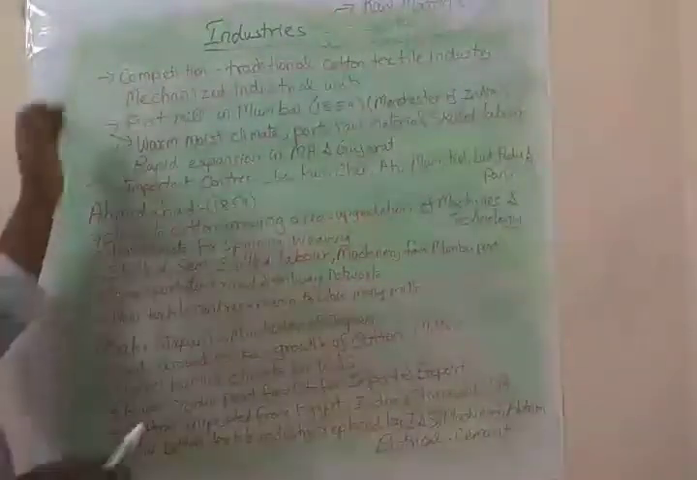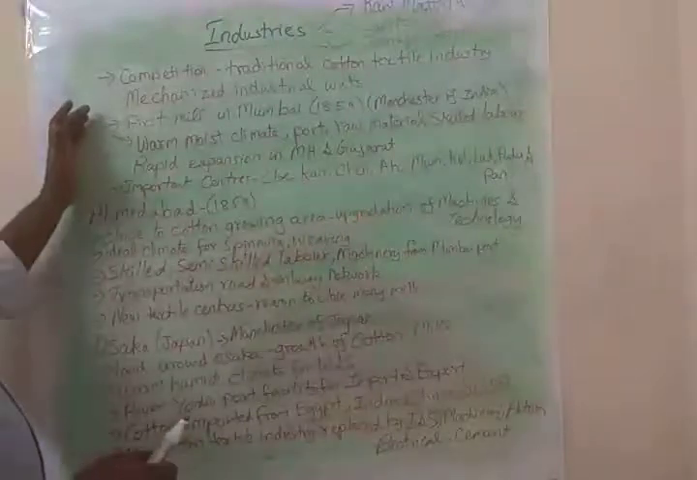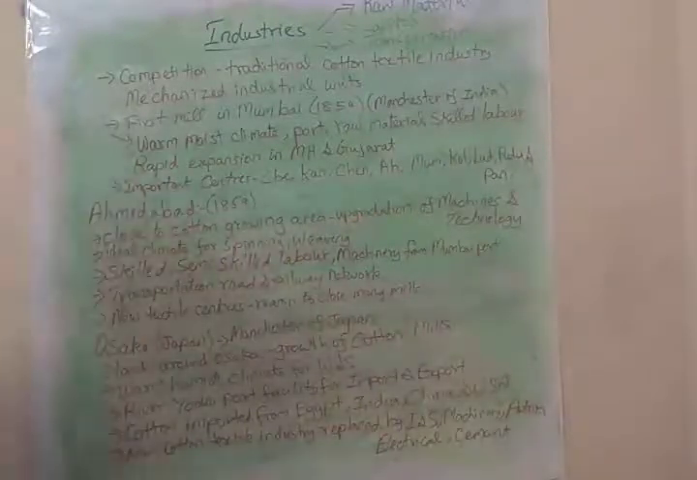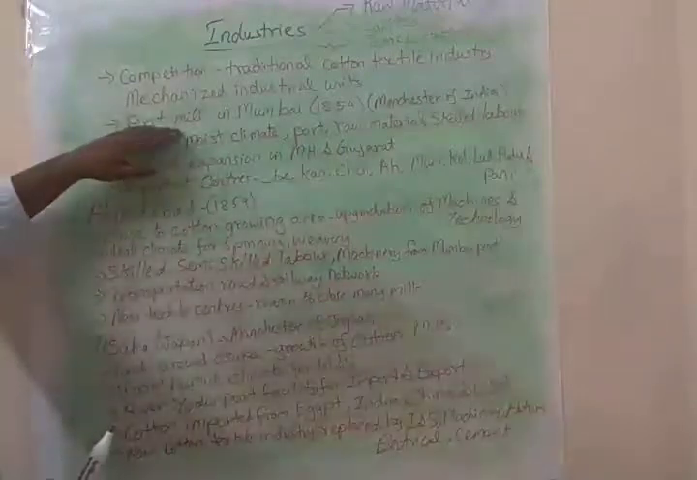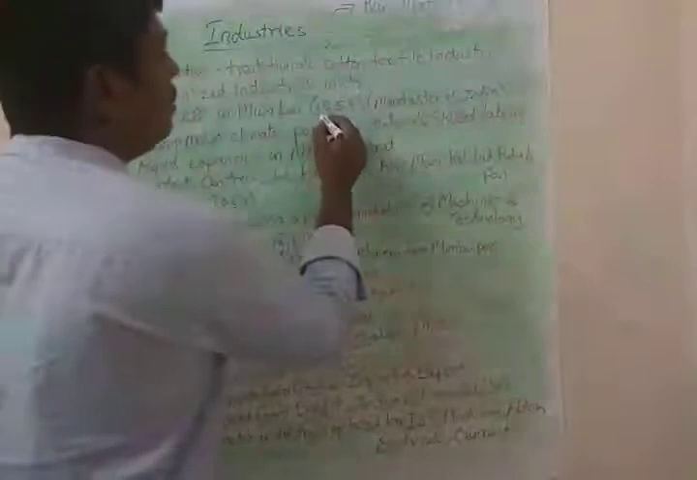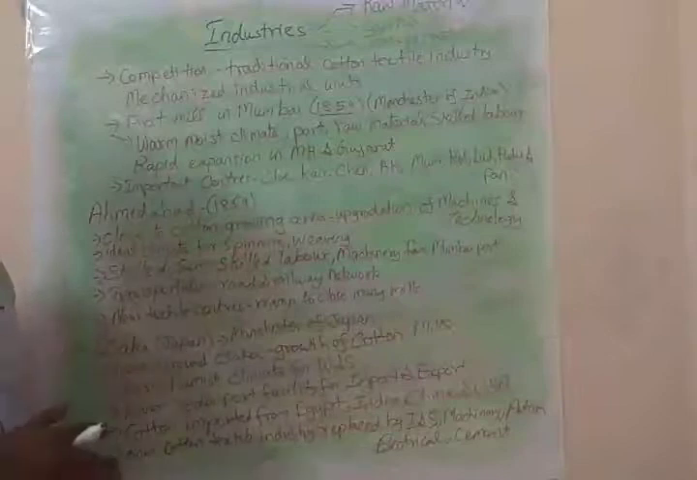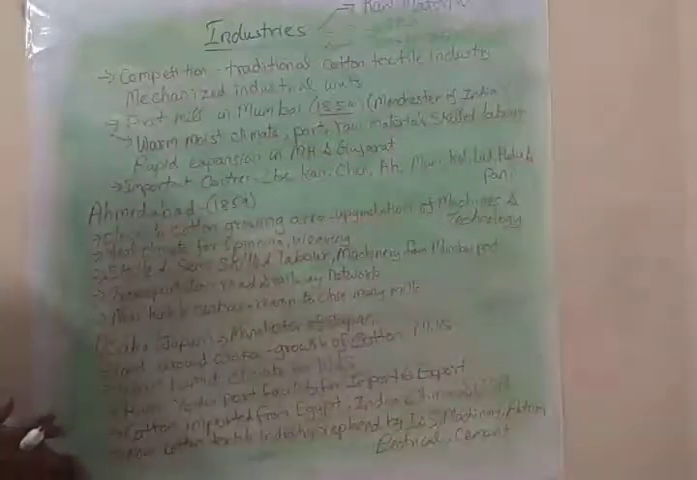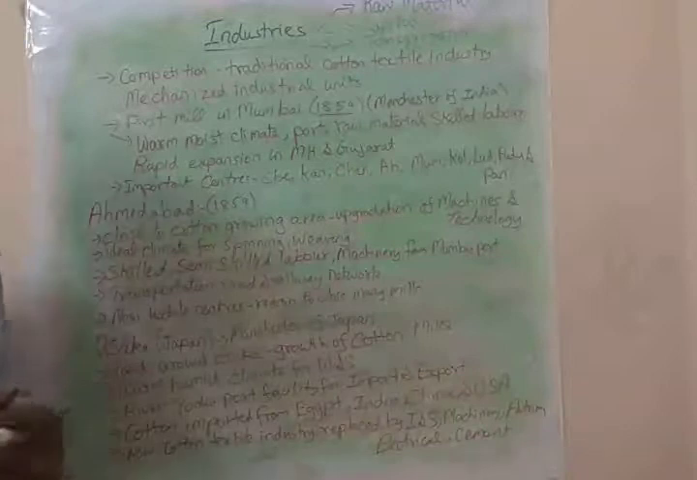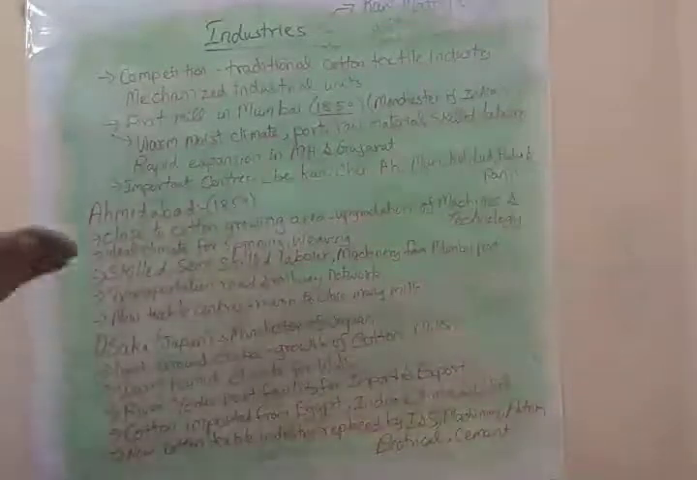Here we want to know that the first mechanized cotton textile mill was started in Mumbai in the year 1854, right? 1854, and you all know that Mumbai is otherwise called the Manchester of India, right? We might have a doubt why it is called the Manchester of India, but I'll explain it later.